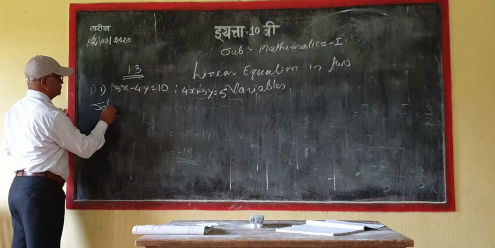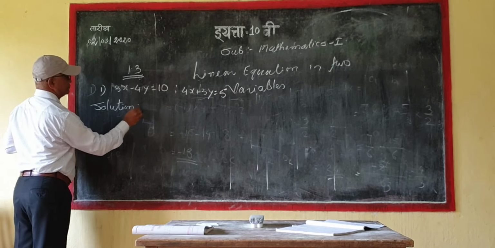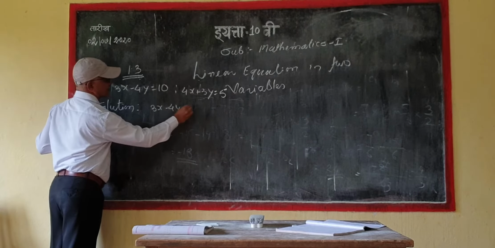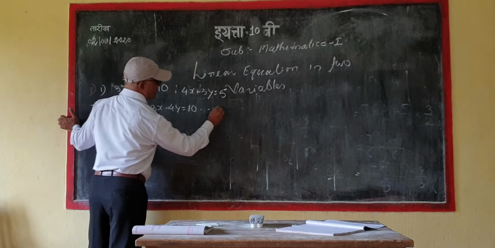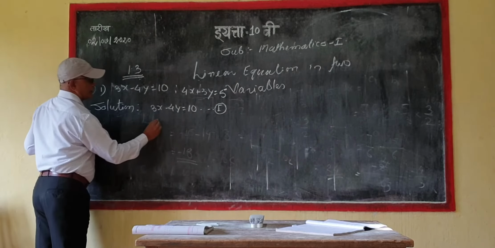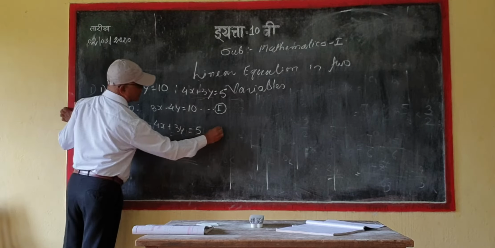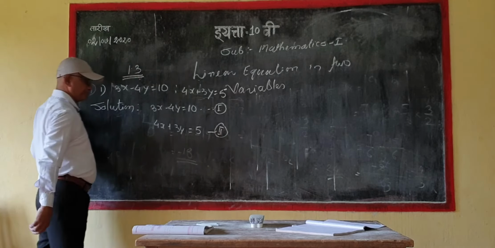Solution. First, 3x minus 4y is equal to 10. This is our first equation. 4x plus 3y is equal to 5. This is our second equation.